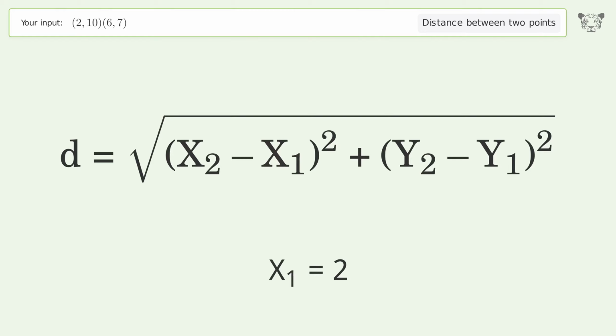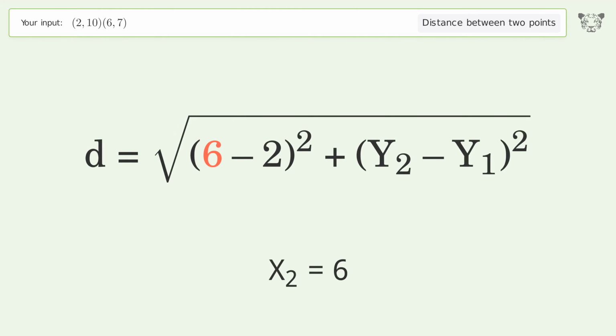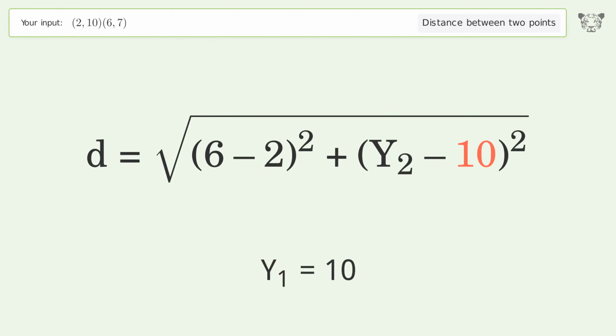x1 equals 2. x2 equals 6. y1 equals 10. y2 equals 7.